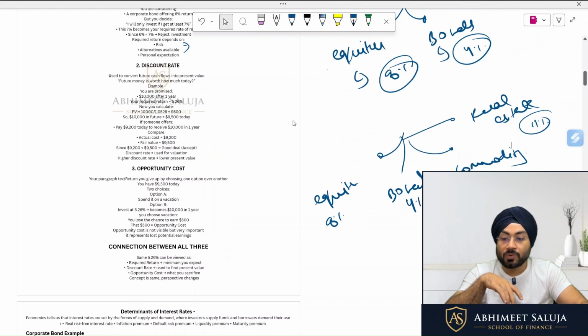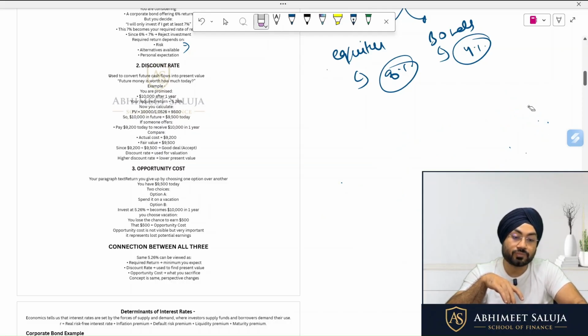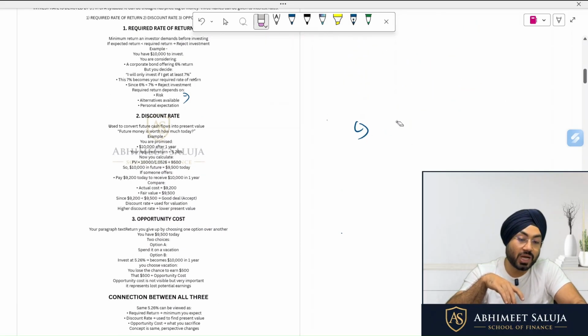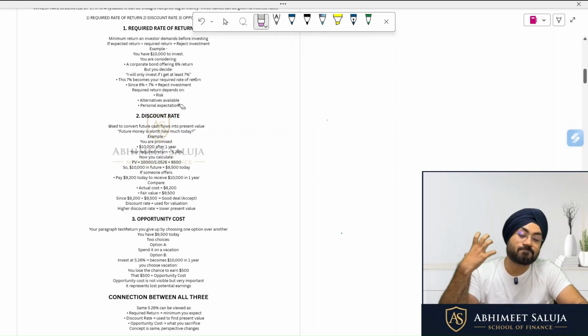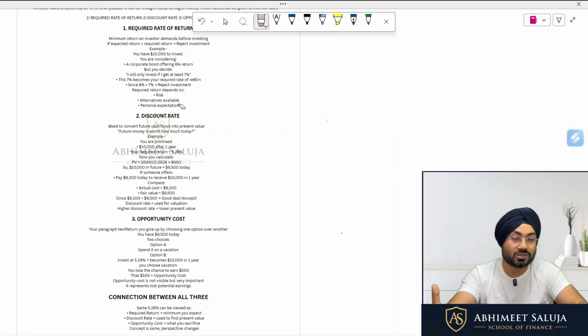Required rate of return also depends upon the personal expectation. What are my personal expectations? If I am a risk averse investor, I don't like to take risk. I'm very much scared of losing money. Then my required rate of return can be much higher. If I'm a risk taker, a risk seeker, I enjoy taking risk, then my required rate of return can be much lower. I would like to invest in penny stocks. That's my passion. So my required rate of return can be much lower.